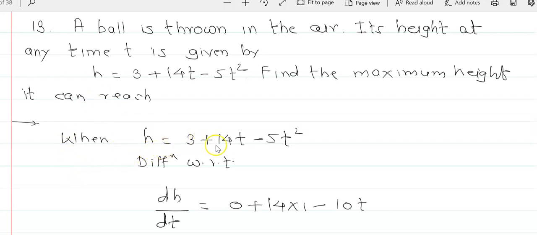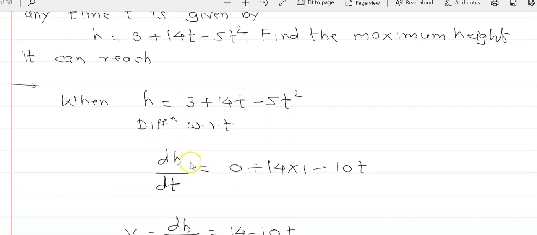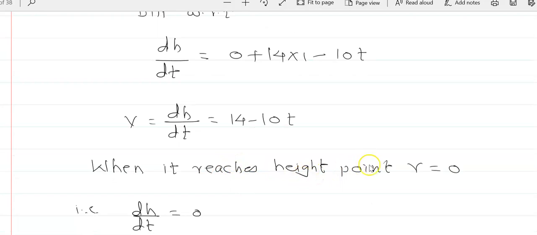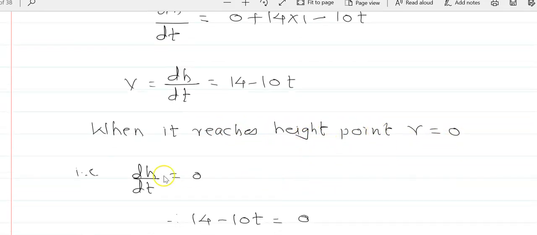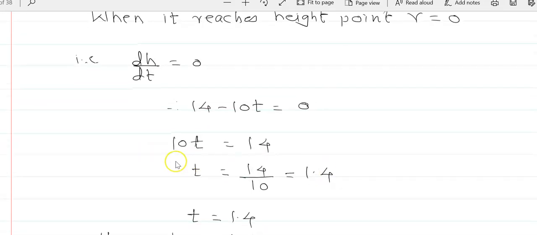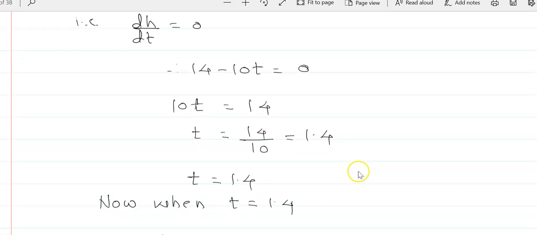Now h = 3 + 14t - 5t². Differentiate with respect to t. dh/dt = derivative of 3 is 0, plus 14 into 1, minus 10t. So v = dh/dt = 14 - 10t. When it reaches the highest point, v = 0, that is dh/dt = 0. 14 - 10t = 0. Therefore 10t = 14, and t = 14/10 = 1.4.